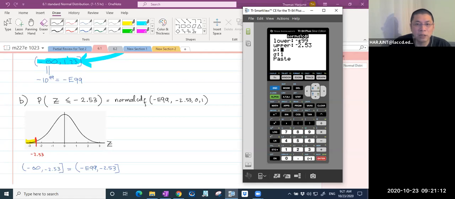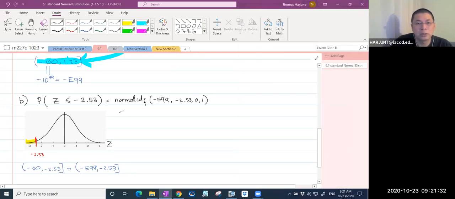The mean is 0, standard deviation is 1. Because it's a standard normal distribution, so the mean is 0, standard deviation is 1. I paste it, enter. 0.00570.